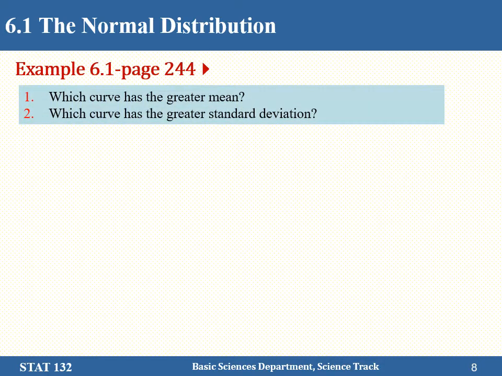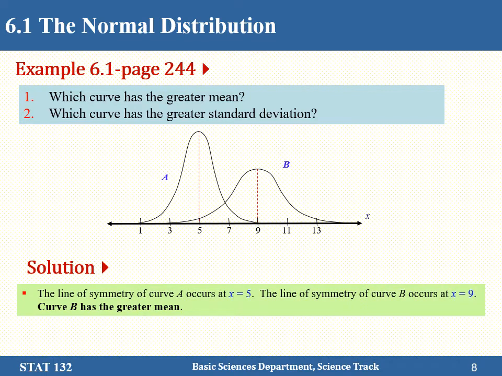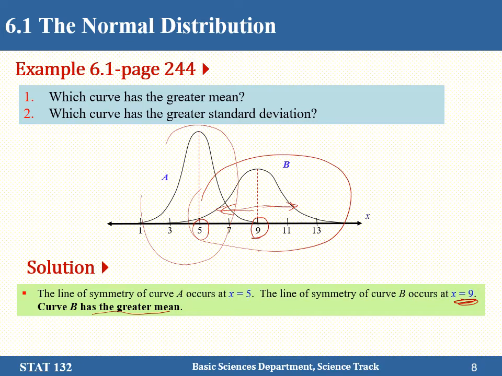Now let's look at this example. Which curve has the greater mean and which curve has the greater standard deviation? When we compare the centers, center means the means. B has a greater mean for sure because it's at 9, so its mean is 9. When you look at the standard deviations, you look at the spread, which data is more spread. Definitely this data is more spread toward the left and right, but A looks more concentrated around the center. So B has a bigger standard deviation in this case.